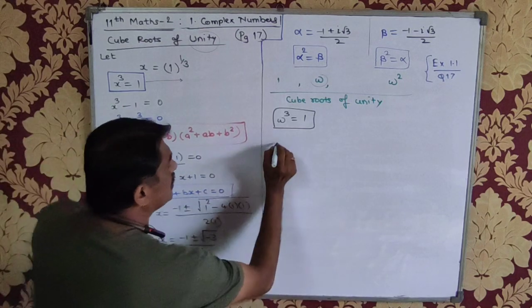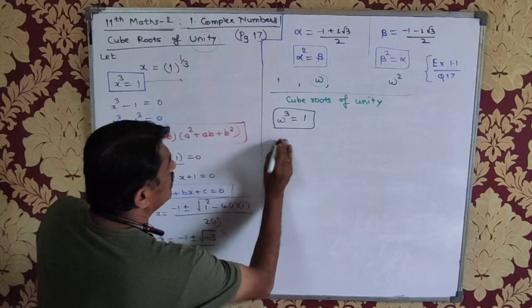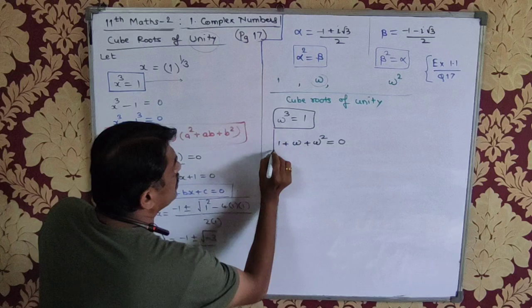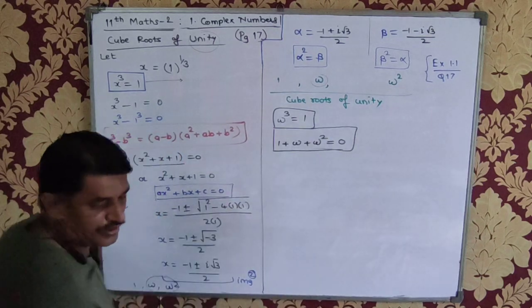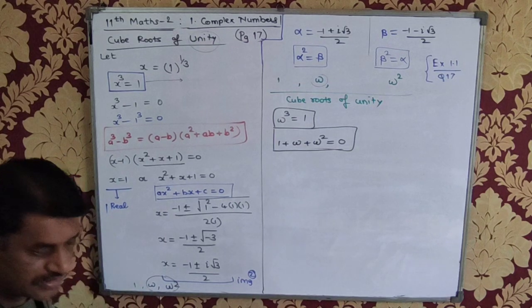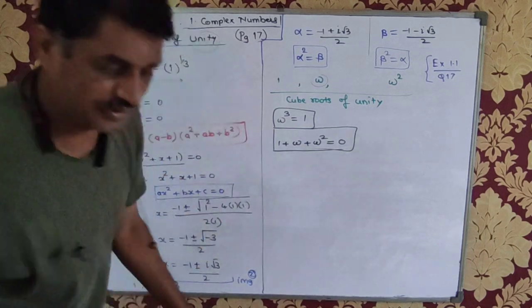So what do I get here? 1 plus omega plus omega square is equal to 0. This is one more equation, a very important property of the cube roots of unity. Is this clear to you all? Any doubts about that? Yeah, please take the screenshot.